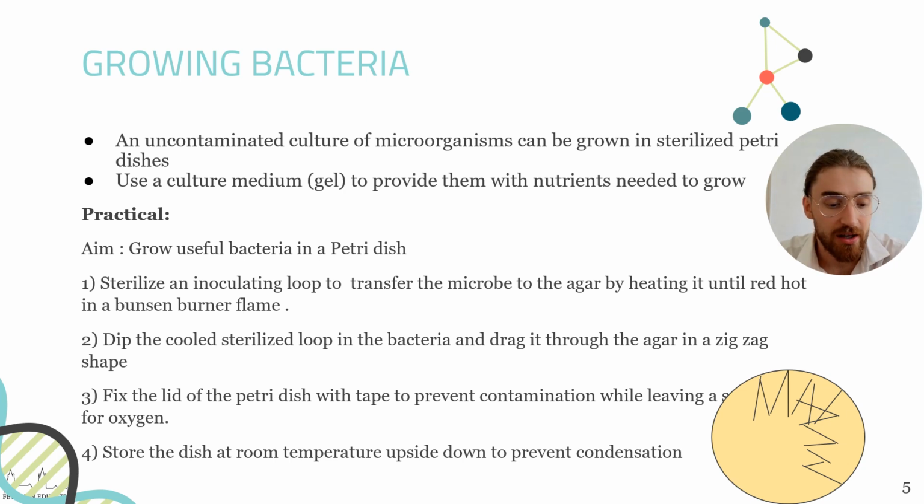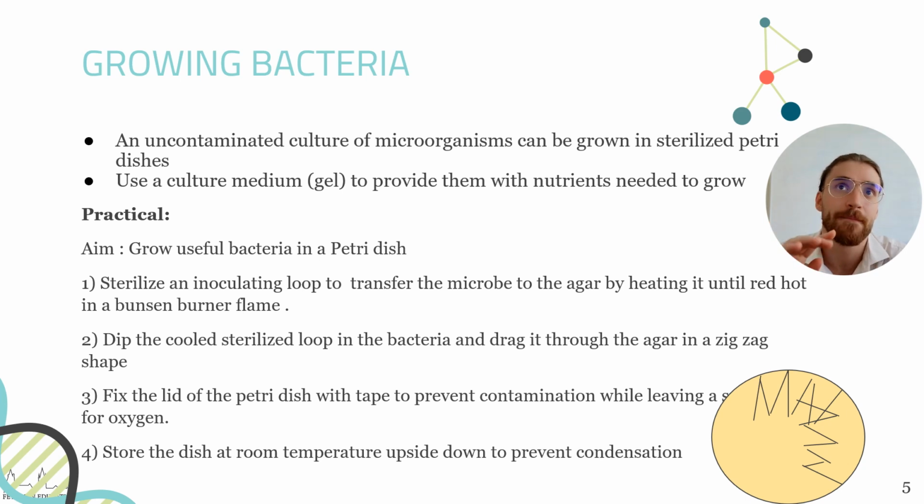Okay, so inoculation is when we take that bacterial sample and we put it on our sterilized dish using a sterilized inoculating loop. So how we sterilize it is we're going to heat it on a flame until it's red hot. Then we're going to wait for it to cool because we don't want to kill the bacteria if it's too hot. Then we're going to dip it in our bacterial sample.